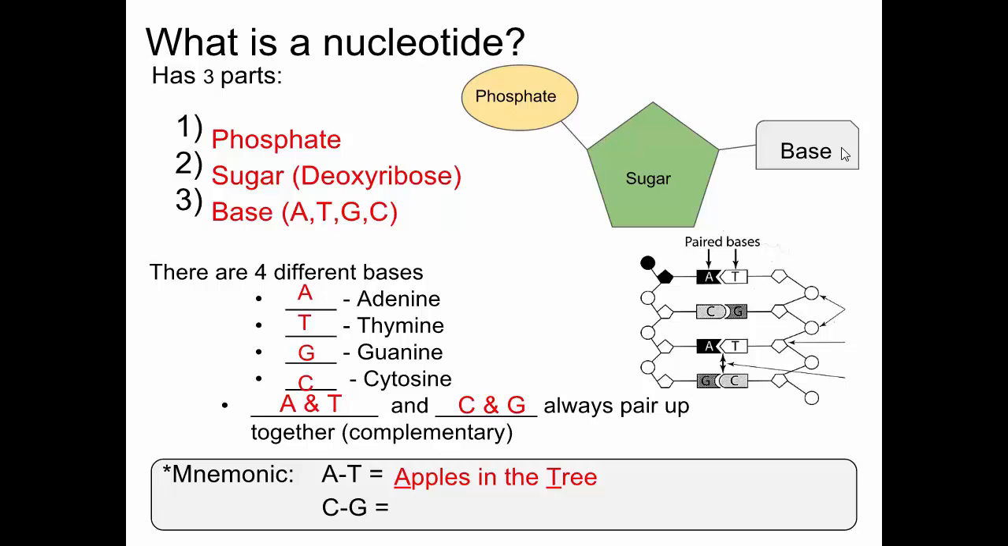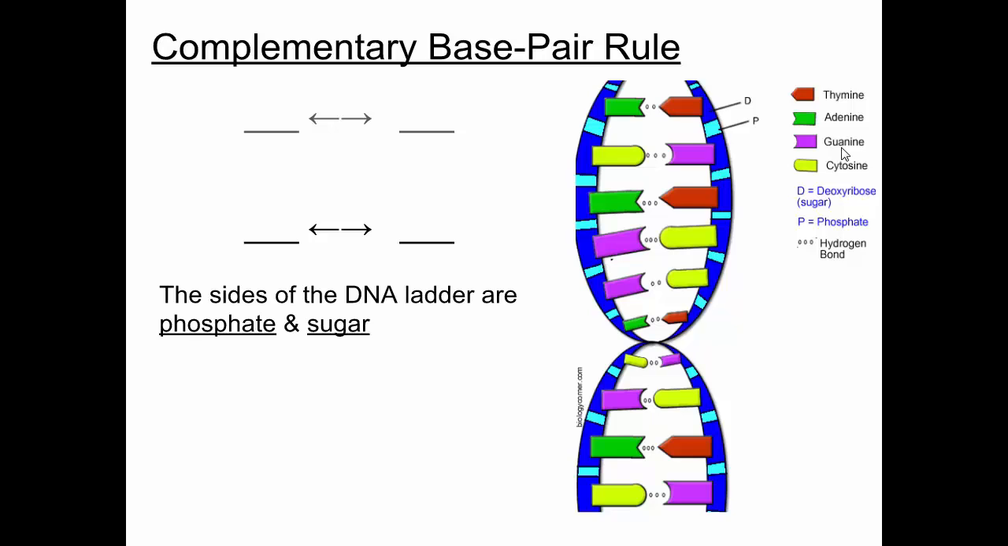And for C and G, if we said cars for C, what's it? Gas. I was saying cars. No, cars go on green. Oh, cars go in the garage. Apples are in the trees. Cars are in the garage. Cars need gas. I like cars go on green. Cars go on green colors. Oh, the C and G go together. So apples in the tree, cars in the garage. Mnemonic? Oh, that's the mnemonic.